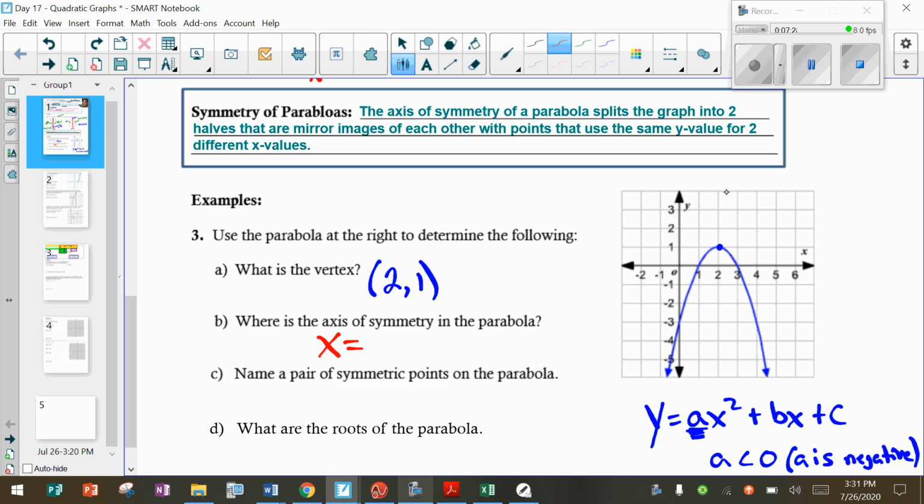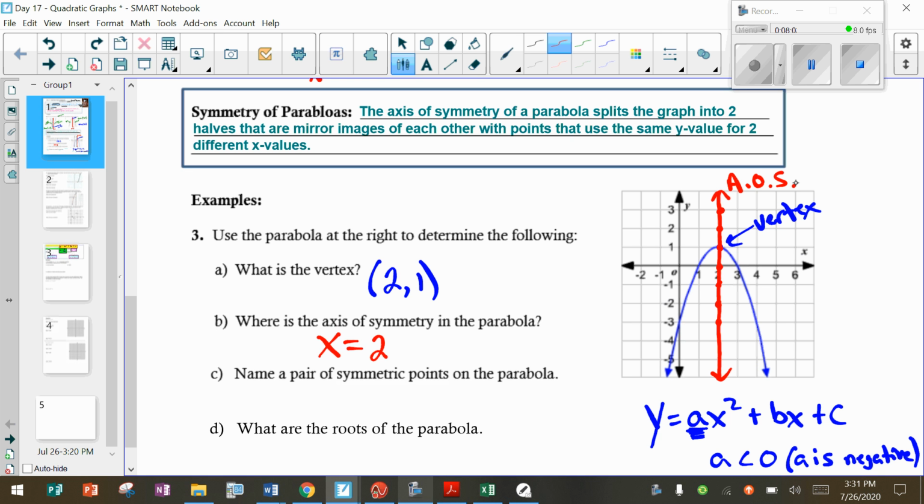Our axis of symmetry here goes right through the value where x is equal to 2. Every point on that line has an x value of 2. That's the point 2, 3, 2, 2, 2, 1, 2, 0, 2, -1, 2, -2, 2, -3. X is always 2. That's the equation of a vertical line. So we have our vertex found, and then we have our axis of symmetry found.